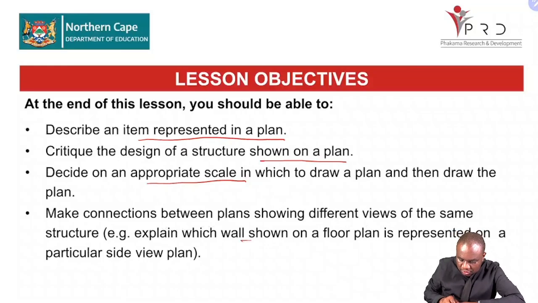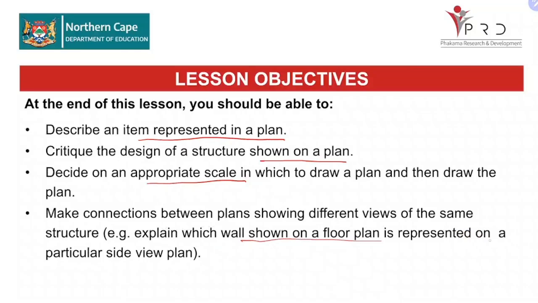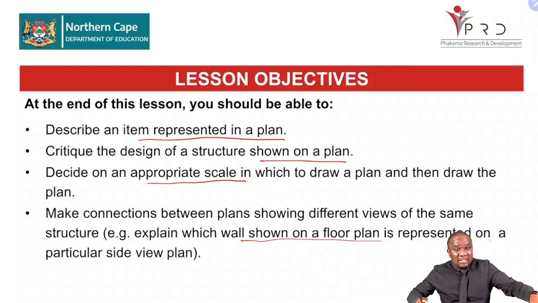Okay, we're going to make connections between plans showing different views of the same structure. Explain which wall shown on a floor plan is represented on the particular side view. Now we're going to be having combinations of what? Of floor plans and elevation plans. You should be able to connect these two. Looking at the floor plan, which elevation plan is this? Is it the south elevation? Is it the north elevation? Is it the west or east elevation? Again, I'm going to teach you how to do that.